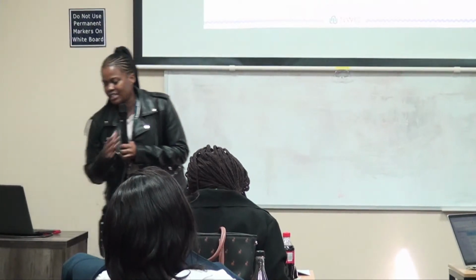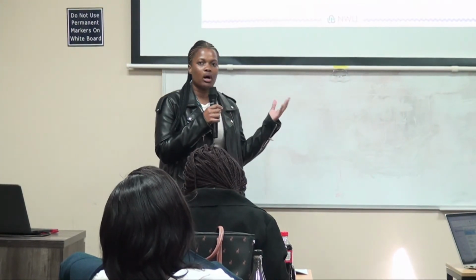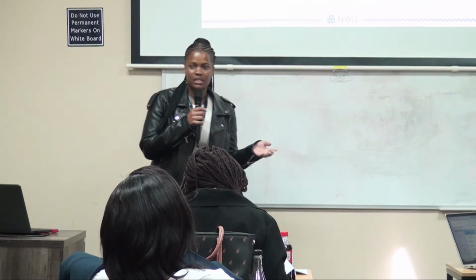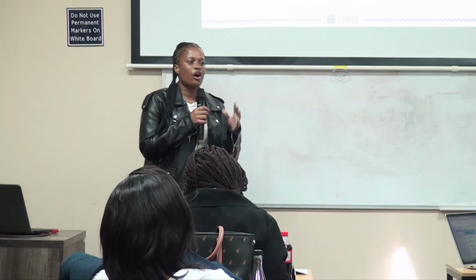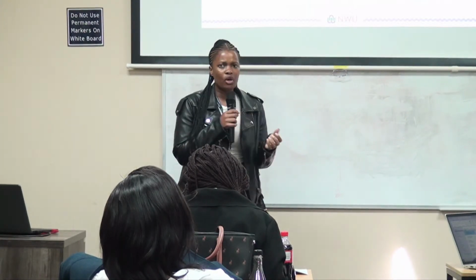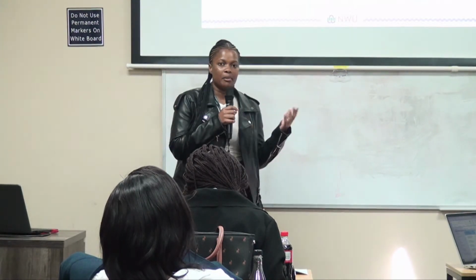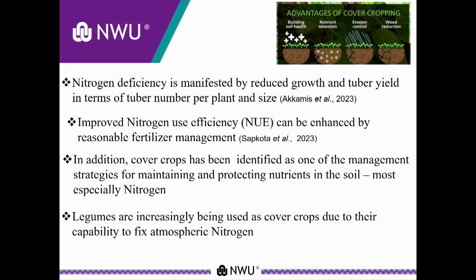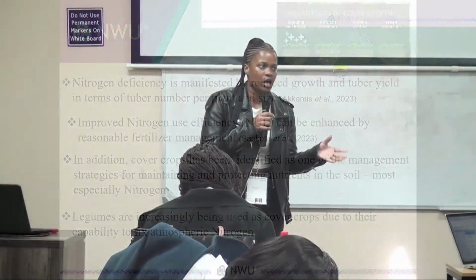In addition to potato production, nitrogen deficiency also affects overall plant production, because it affects the number of tubers per plant and also their size. So to overcome that, it is very important to apply fertilizers efficiently, like applying fertilizers in different growth stages of the plant rather than applying the fertilizers at once. That is what we call nitrogen use efficiency.